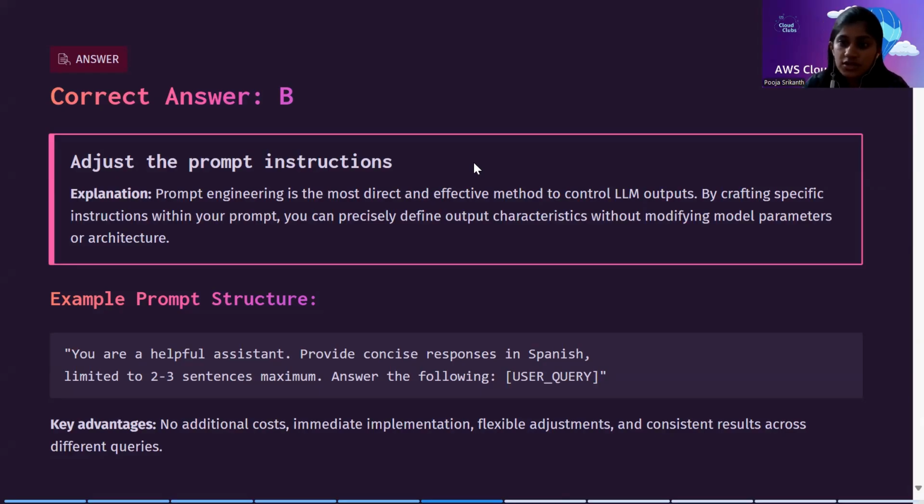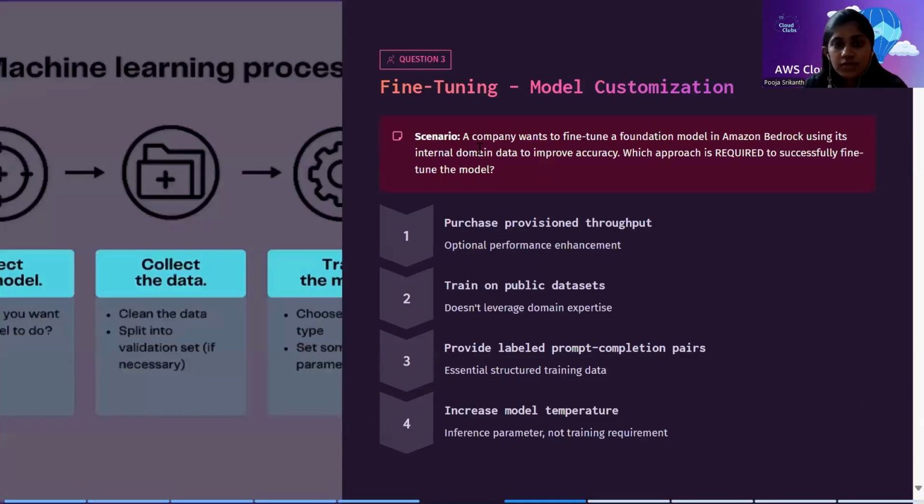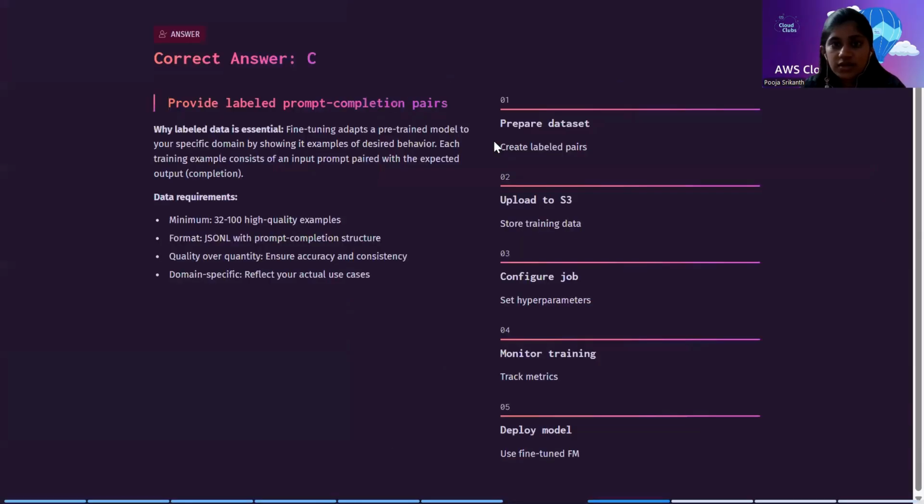Moving forward to the next question. Here, a company wants to fine-tune a foundation model using its internal data to improve accuracy. So what is required here? You can pause the video while I hold for 5 seconds. Then I'll discuss the answer. Okay, so let's see what the answer is. The answer here is C, the provided labeled prompt completion pairs.